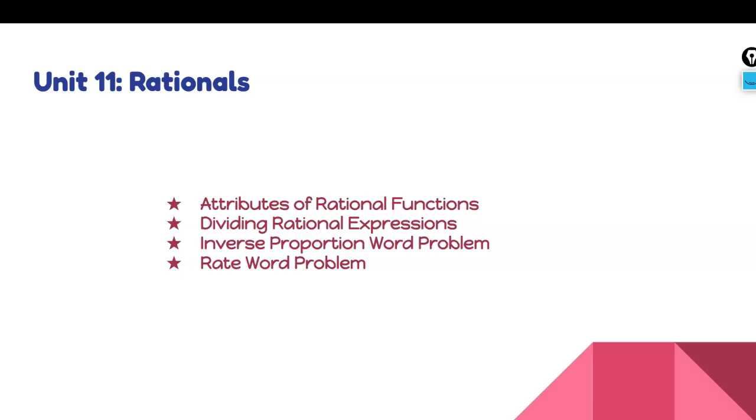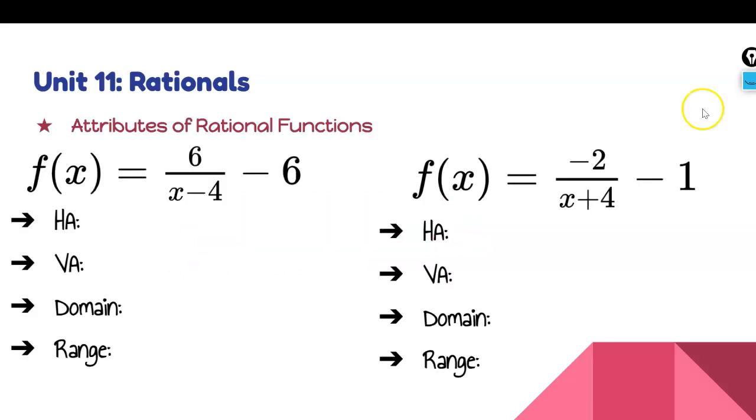All right, so starting out with rationals. So remember, that's that funky stuff. It looked like a fraction. There was x's in the top and the bottom, and it was crazy, but we're going to talk about the stuff that you specifically need to know for this final. Starting out with attributes. Things like horizontal asymptote, vertical asymptote, domain, and range.